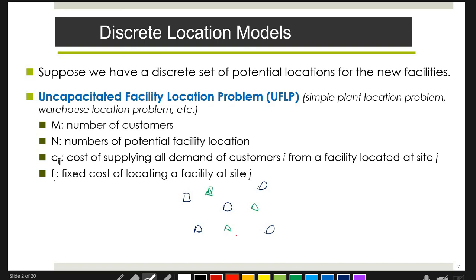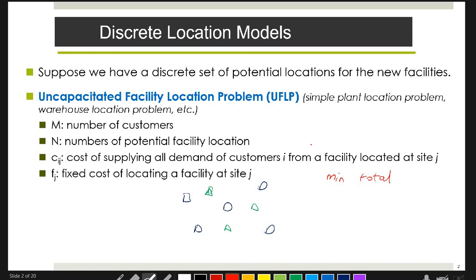If it is the best decision, you can open a facility in all potential locations. Even opening one location can be the optimal decision. It depends, because what we try to do in this problem is minimize the total cost. If the total cost objective is minimized by just opening a single facility, then that's it.